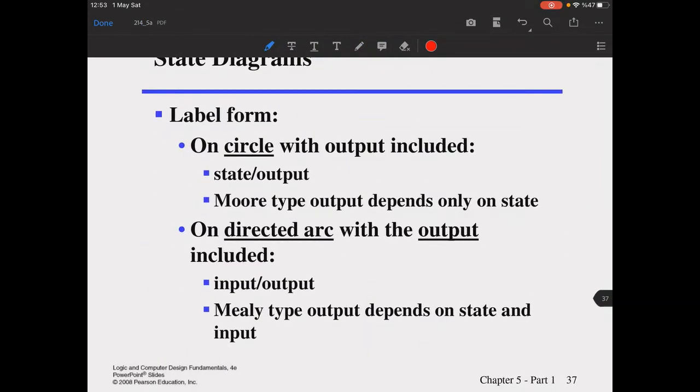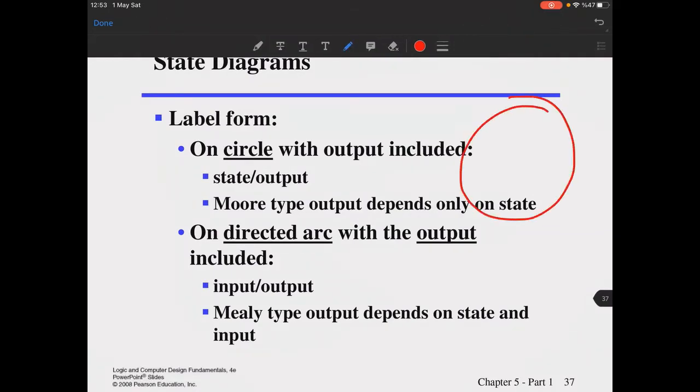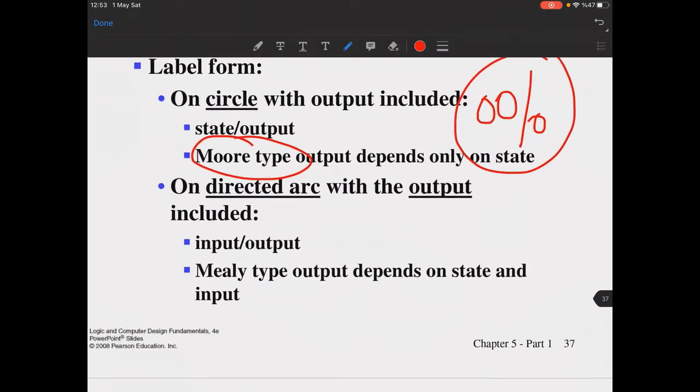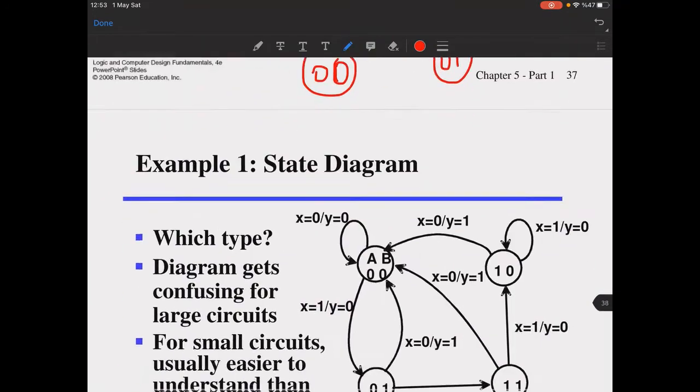So, if outputs are included on the states as well, like this, it is called a Moore type machine or Moore type state diagram. And if your outputs are, as we just discussed, x equals 0, y equals 0, it means that you're talking about a Mealy type state diagram here, if your outputs are on the arcs.